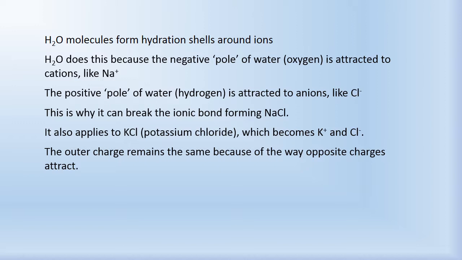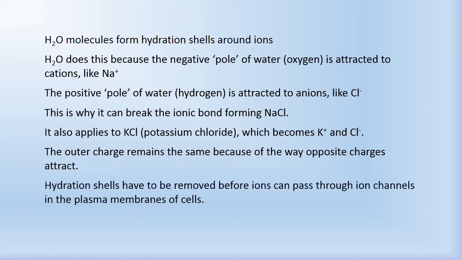The outer charge of this hydration shell around an ion remains the same as the ion because of the way opposite charges attract. So our negative oxygen is attracted to our positive sodium, but of course the other side of it is positive, so the outside of the hydration shell will be positive, like the sodium. Hydration shells, however, have to be removed before ions can get through ion channels in the plasma membrane of cells.